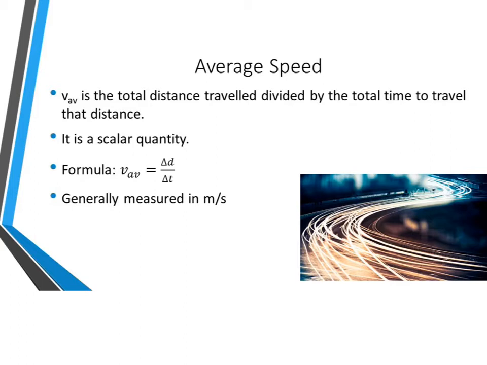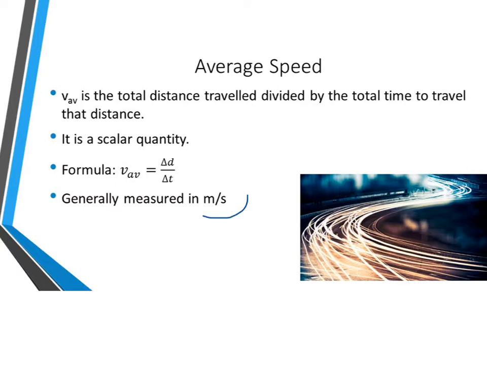V average, or our average speed, is the total distance traveled divided by the total time to travel that distance. So we are talking about distance here. So distance is a scalar quantity. So we're not going to have any directions when we are talking about speed. And time can never have directions. Time is always a scalar quantity.